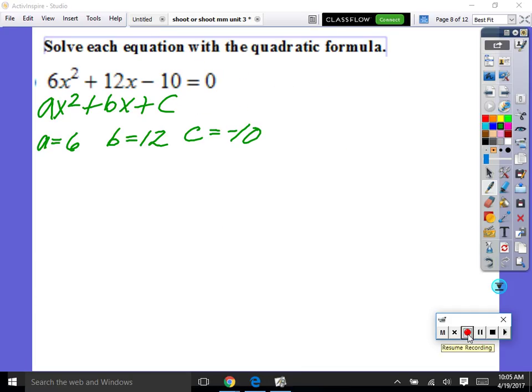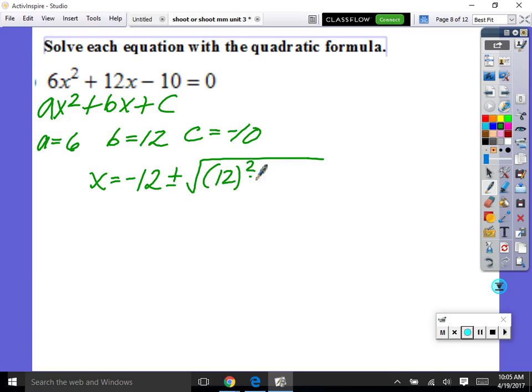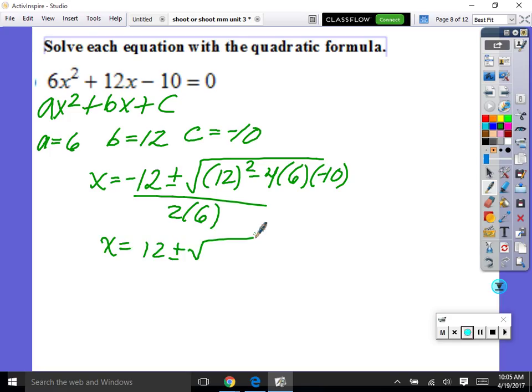So you should have x equals negative 12 plus or minus the square root of 12 squared minus 4 times 6 times negative 10. And that's all over 2 times 6. So then x is equal to negative 12 plus or minus, what was under the square root? 384. Did you guys get that same thing under the root? I did. All over 12.